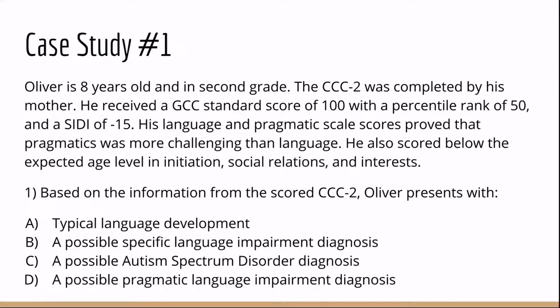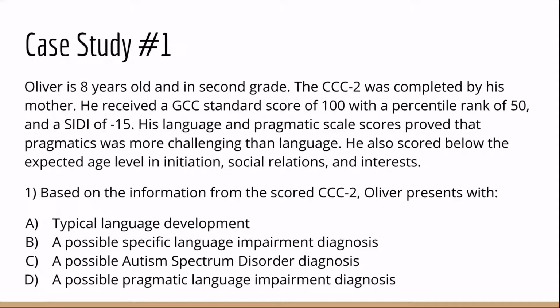Now we will go over some post-training questions and case study questions to test your knowledge of the CCC-2. Case study number 1. Oliver is 8 years old and in 2nd grade. The CCC-2 was completed by his mother. He received a GCC standard score of 100 with a percentile rank of 50 and an SIDI of -15. His language and pragmatic scale scores proved that pragmatics was more challenging than language. He also scored below the expected age level in initiation, social relations, and interests.